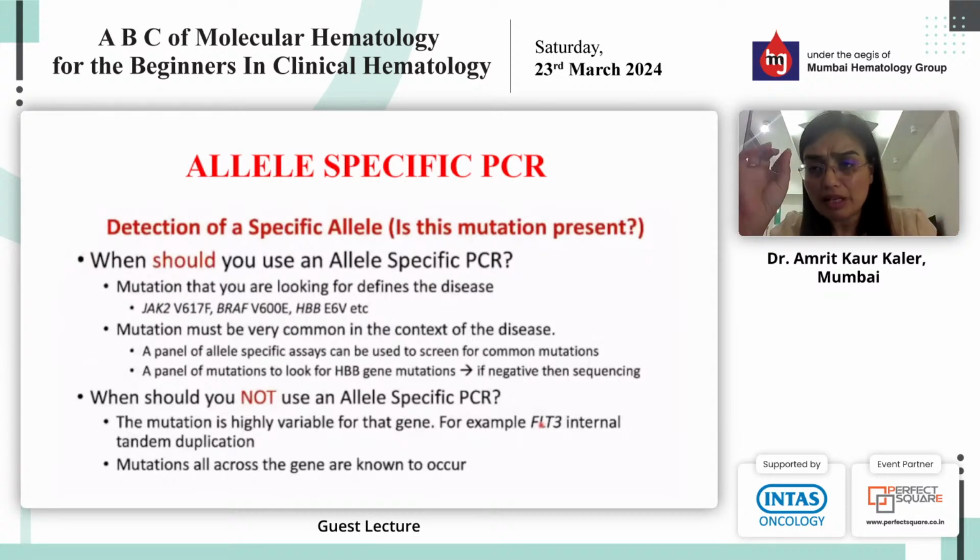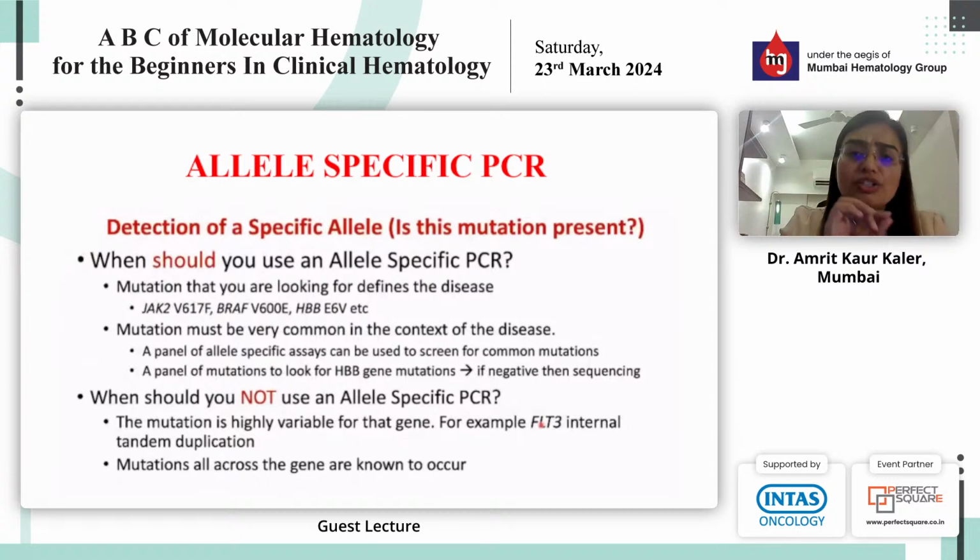If you are looking at a single allele which is abnormal, and you want to know if it is present or absent, that is allele-specific PCR, also known as ARMS PCR. If there are multiple targets in the panel, that is known as ARMS PCR. If it is a single gene, then we also call it allele-specific PCR.